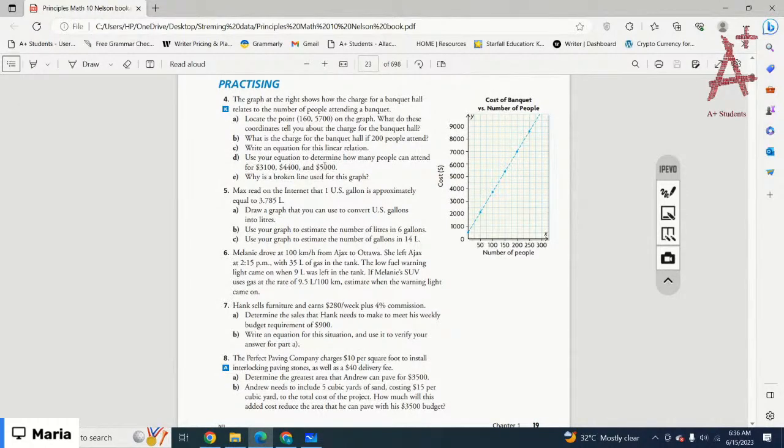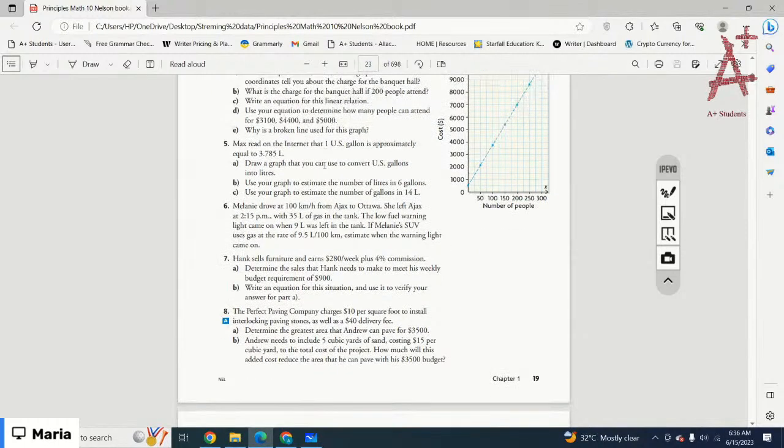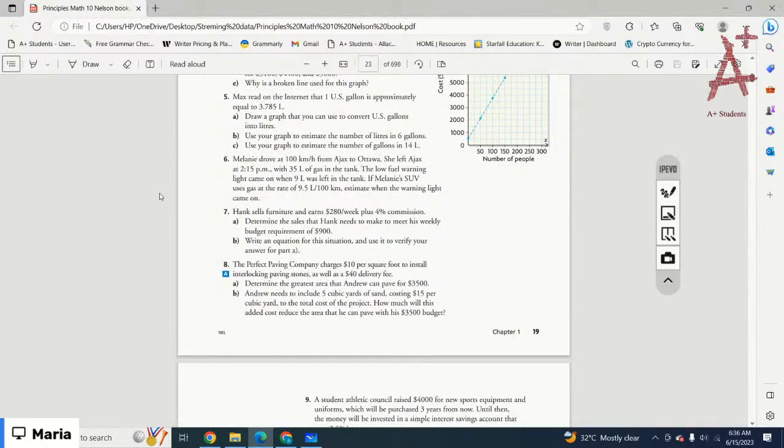Okay, let's just look at question number 7. Question number 7 is, Hank sells furniture and earns $280 per week plus 4% commission. Got it? First, determine the sales that Hank needs to make to meet his weekly budget requirement of $900. Then write an equation for this situation and use it to verify your answer for part A.